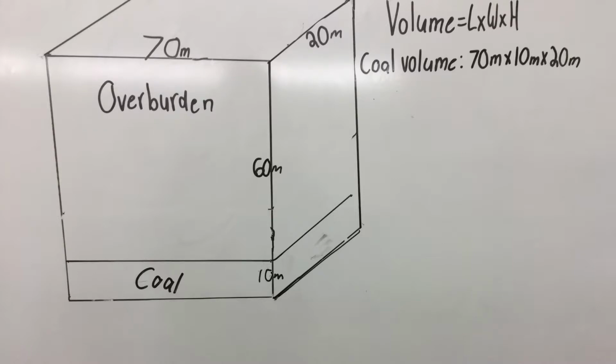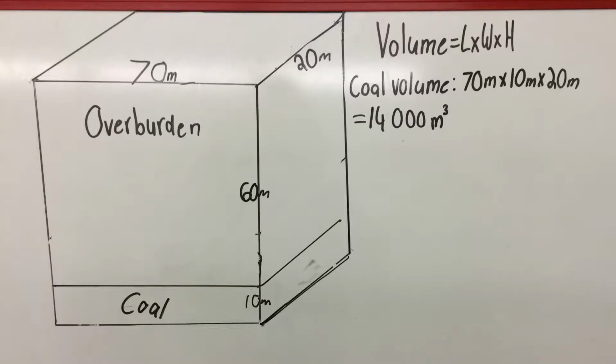We use the same formula of length times width times height to determine the volume of the coal. The dimensions of the coal are 70 metres long by 10 metres high by 20 metres wide. This gives us a total of 14,000 metres cubed.